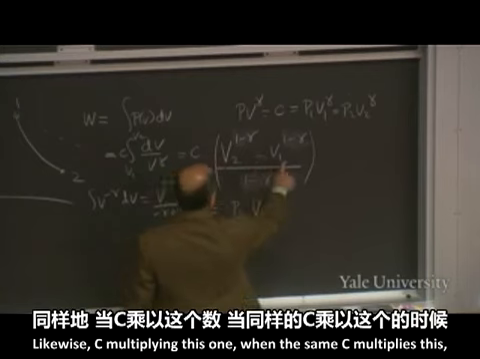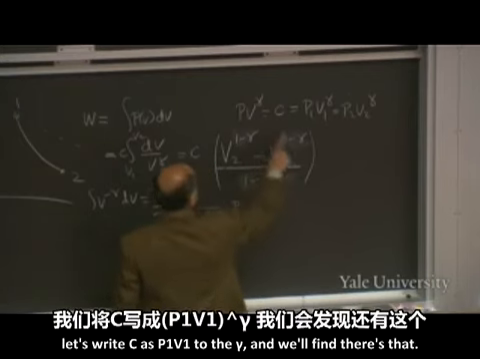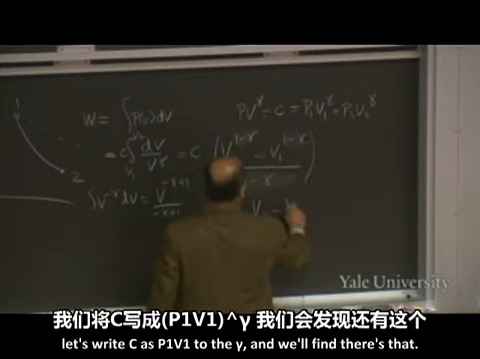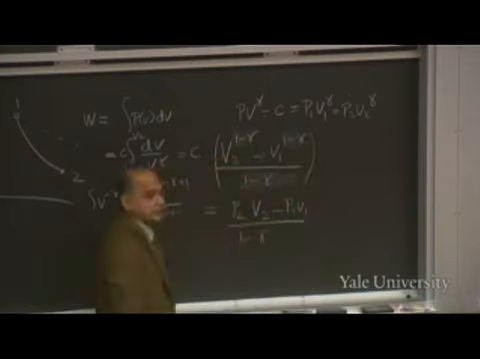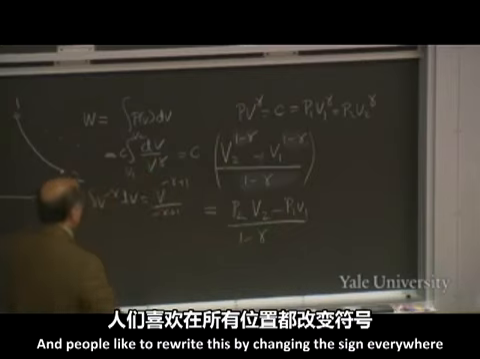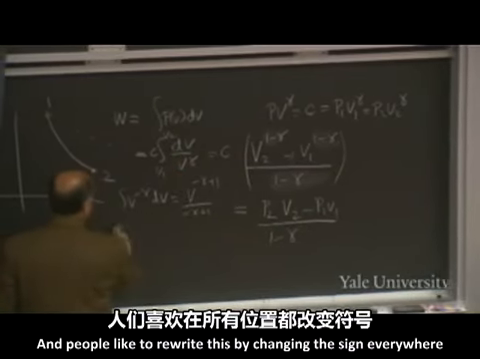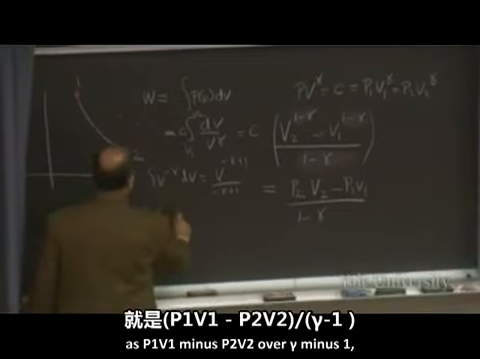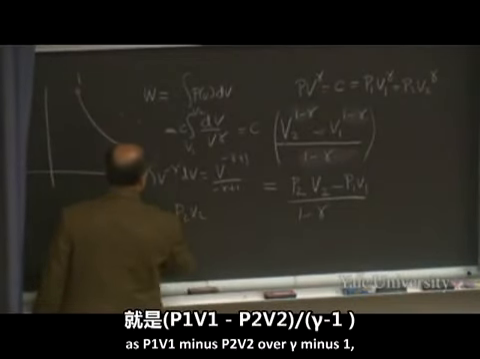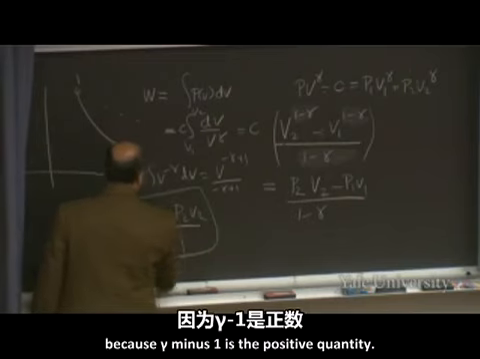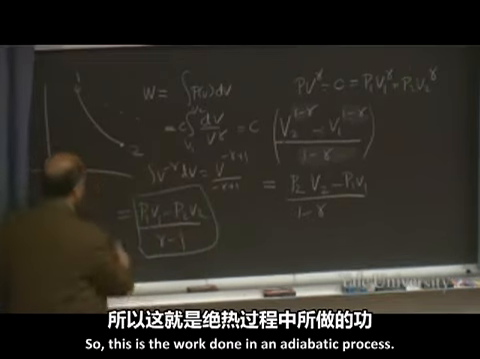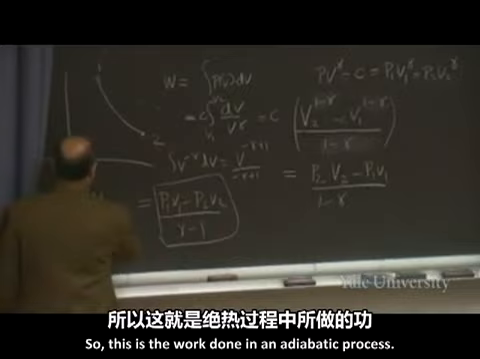Likewise, when the same C multiplies this one, let's write C as P1 V1 to the gamma, and we'll find it's that. And people like to rewrite this by changing the sign everywhere as P1 V1 minus P2 V2 over gamma minus 1, because gamma minus 1 is the positive quantity. So this is the work done in an adiabatic process.